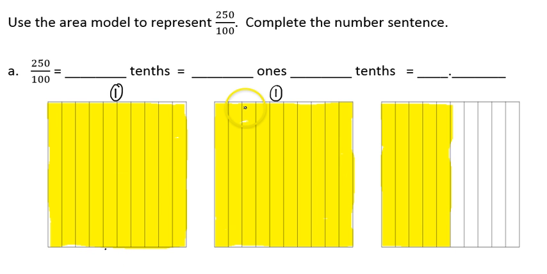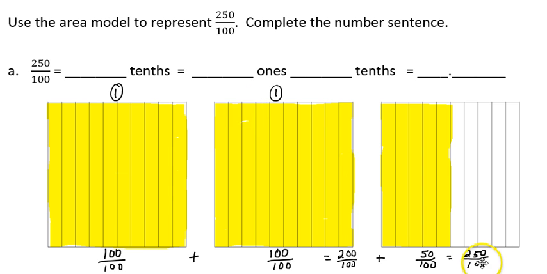One whole is the same as 100 hundredths. So there's 100 of my hundredths. I have another whole completely filled, so that's 100 hundredths. 100 hundredths plus 100 hundredths would equal 200 hundredths. But if we look at our third picture, half of the area model has been filled in. So half of 100 would be 50 hundredths. So when we add that in, that's how we get 250 hundredths. So that's what's shaded in our picture.